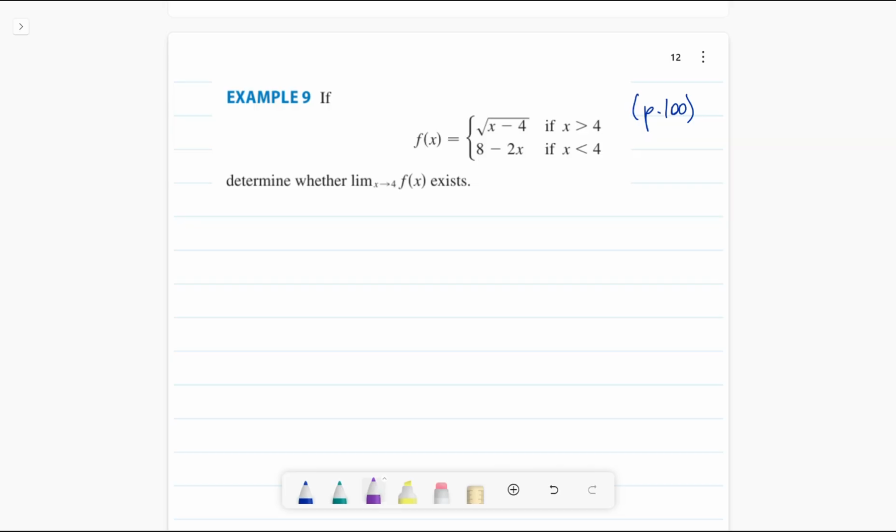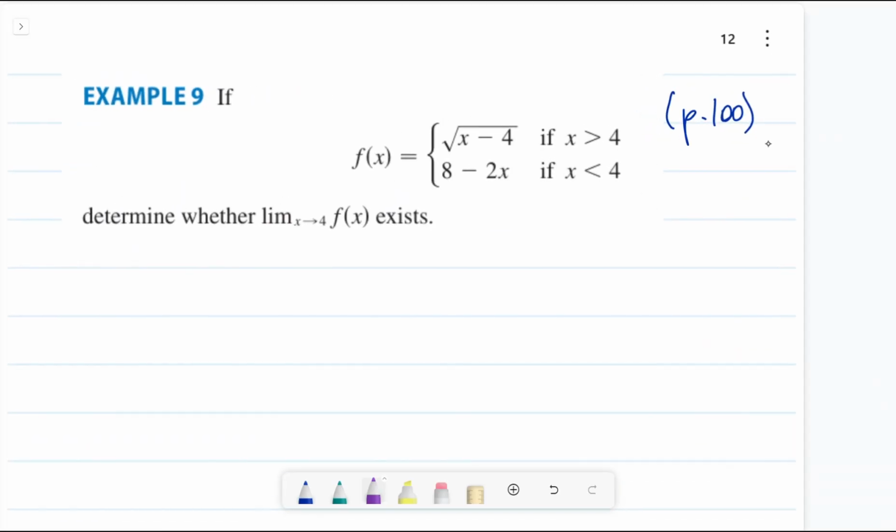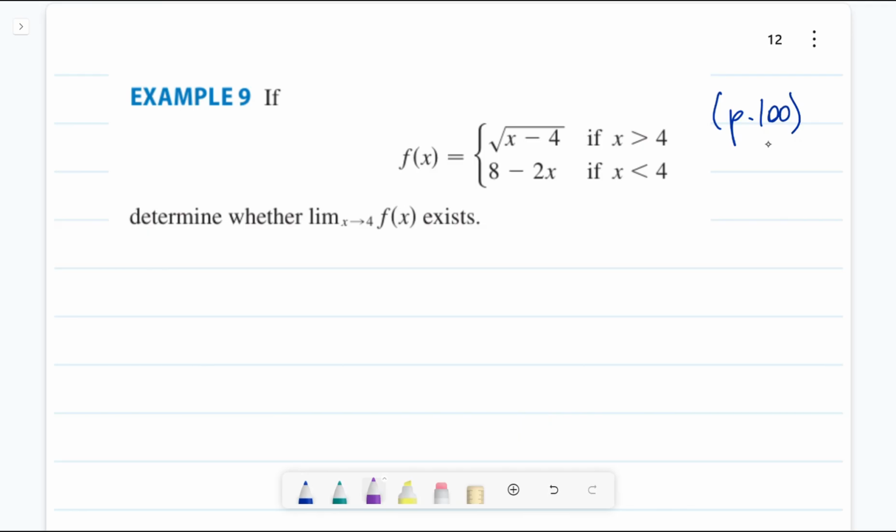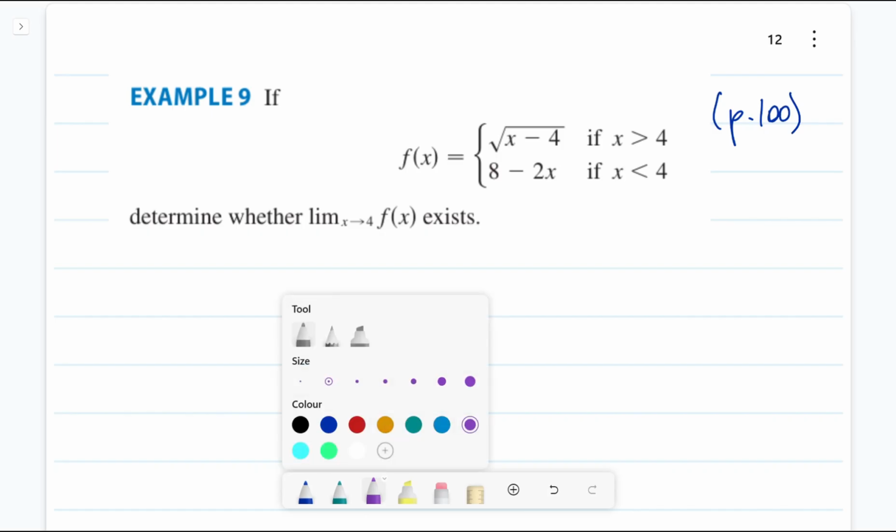So let's look at another exercise. This exercise is from the book, page 100. If f of x is a piecewise function, equal to square root of x minus 4 if x is greater than 4, and equal to 8 minus 2x if x is less than 4, we are asked to determine whether the limit of f of x as x approaches 4 exists.